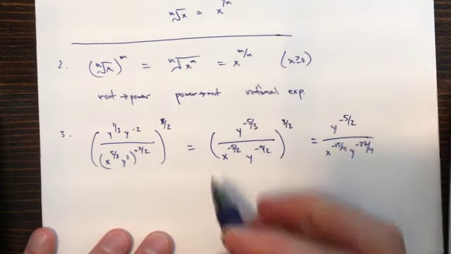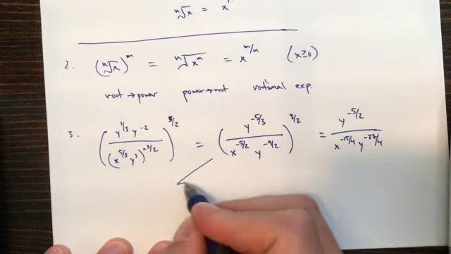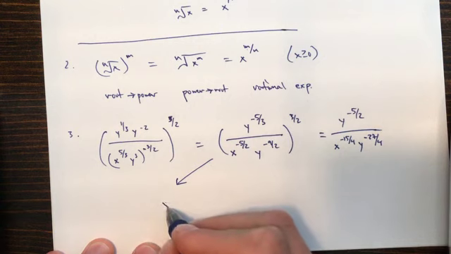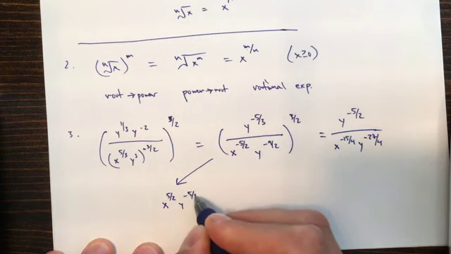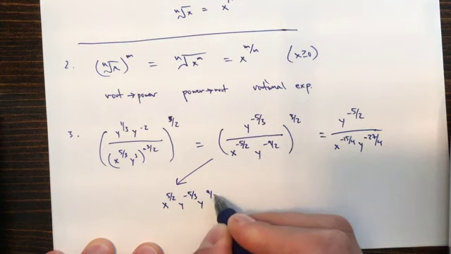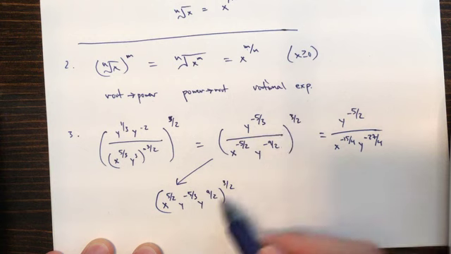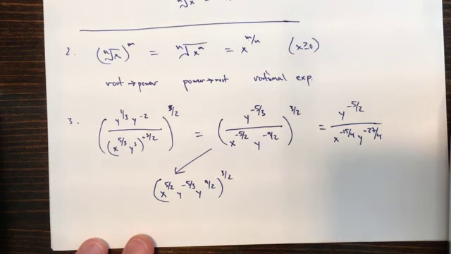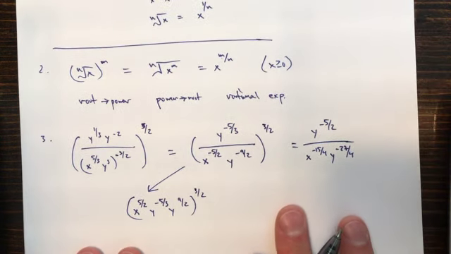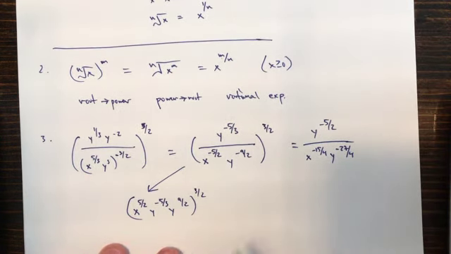Another step I could have taken before going here is actually to write this as x to the 5/2, y to the -5/3, y to the 9/2, all to the 3/2, right? Making these exponents positive and putting them in the numerator. And I could have added these y's together if I wanted to, but I kind of don't want to because then I have to get a common denominator.